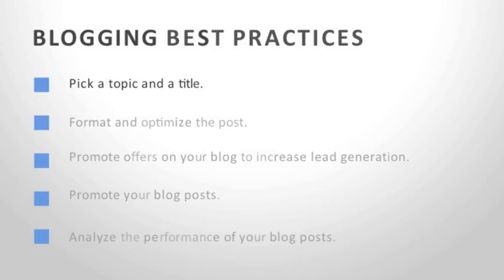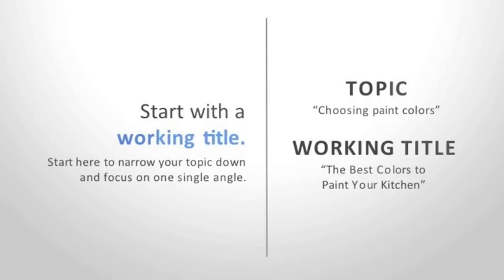Now, let's talk about picking a title. Think about how you read things online. You probably scan the content first before you commit to see if it catches your attention. And the title is one of the first things you see. Start with a working title for your blog post. A working title is something to work off of as you begin to write your posts. Start here to narrow your topic down and focus on one single angle.